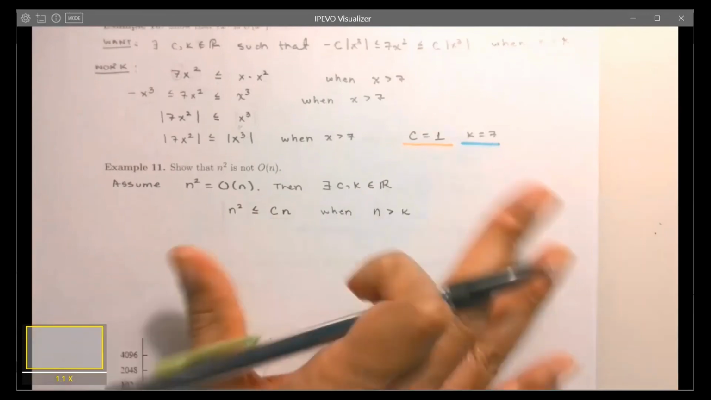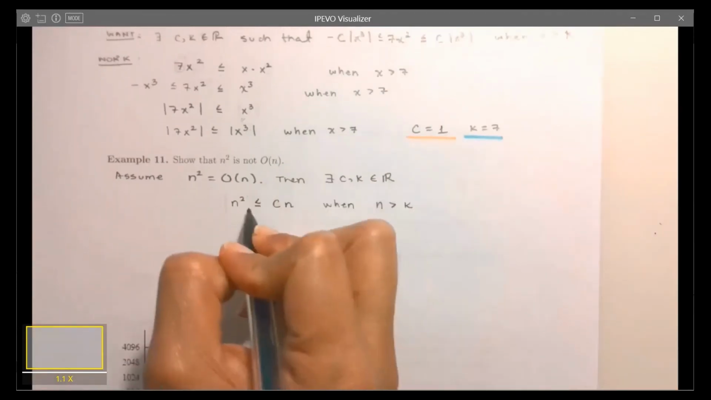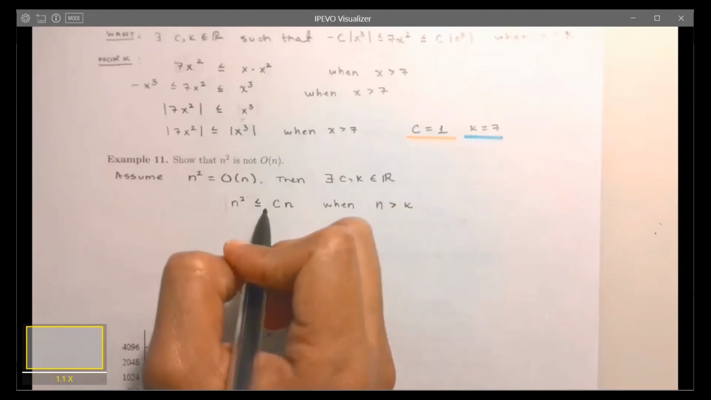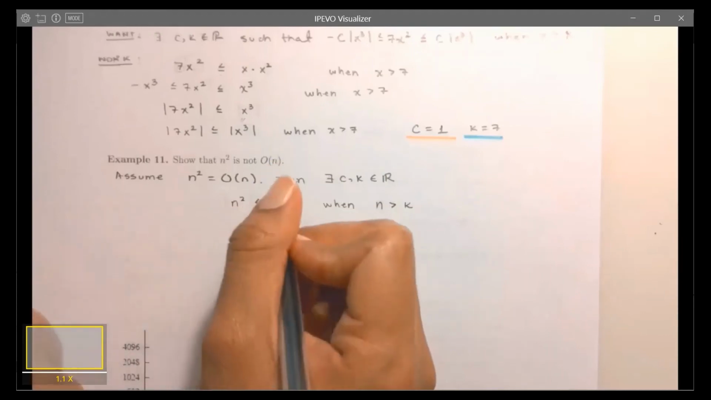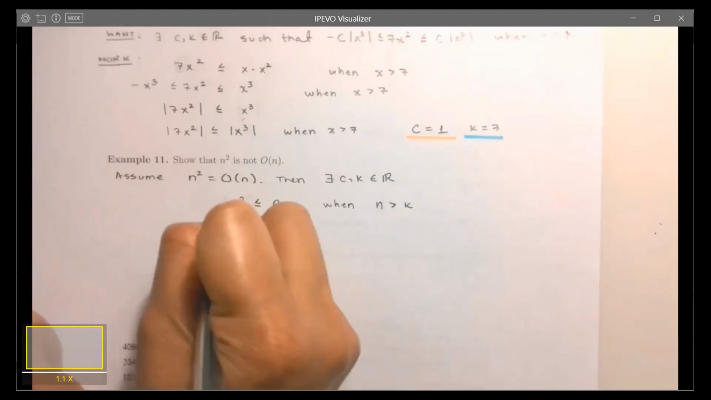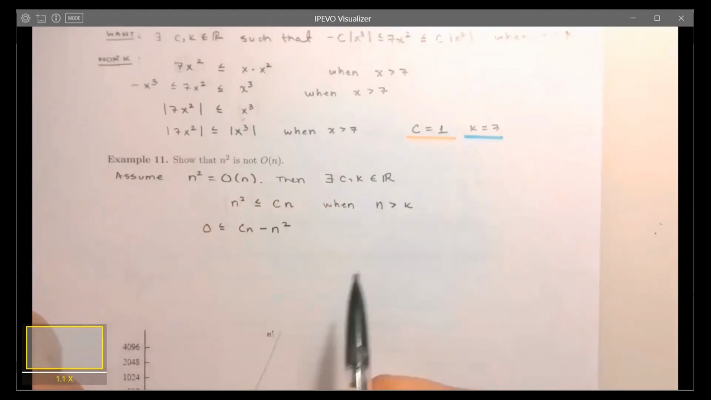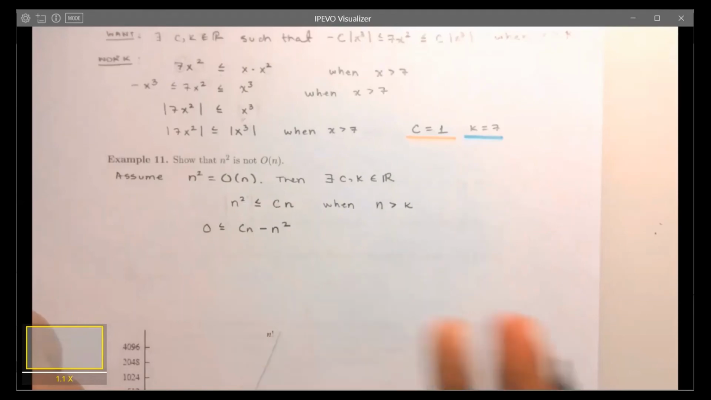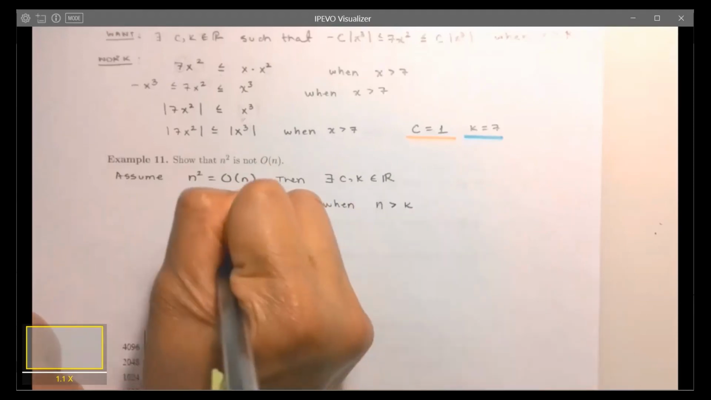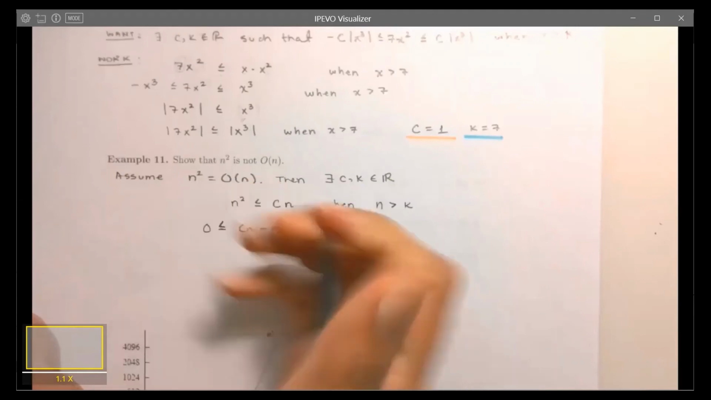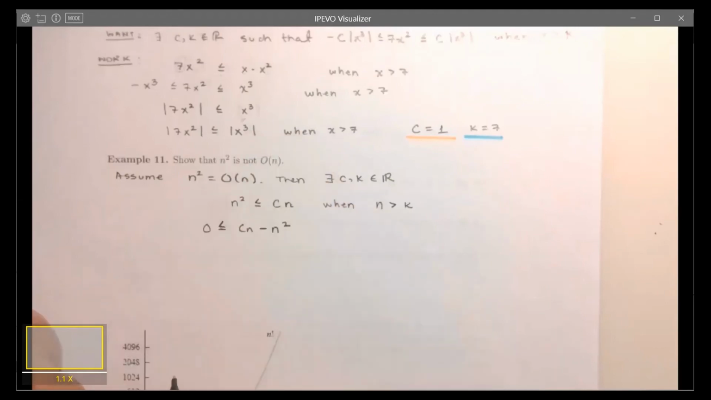Then what? Well, what would that mean? That would mean that 0 is less than or equal to Cn minus n squared. Remember, we're trying to prove by contradiction, so I'm trying to find a contradiction. Right now it's kind of like a trial and error sort of thing. I'm just manipulating this to see if I reach some kind of contradiction.